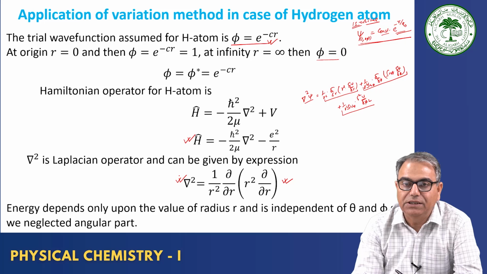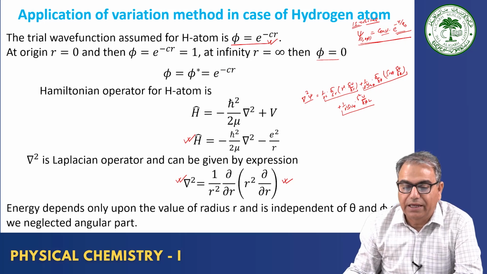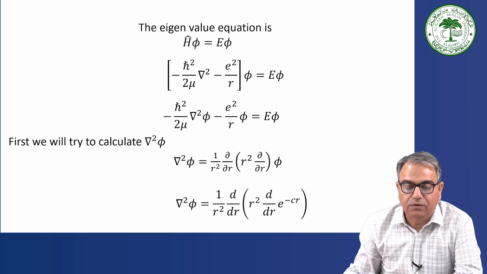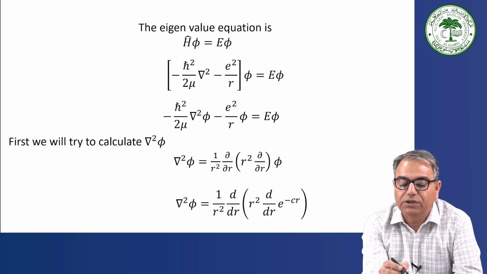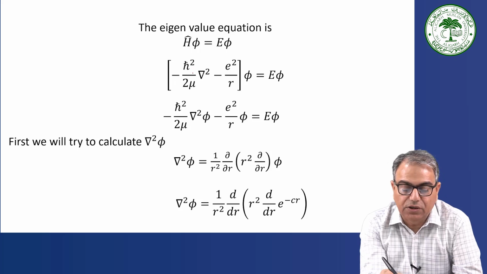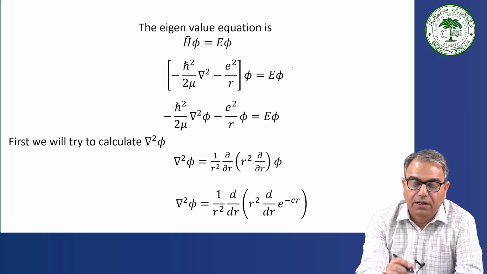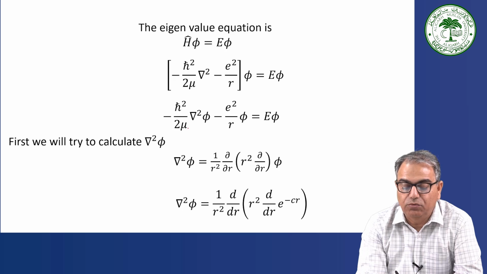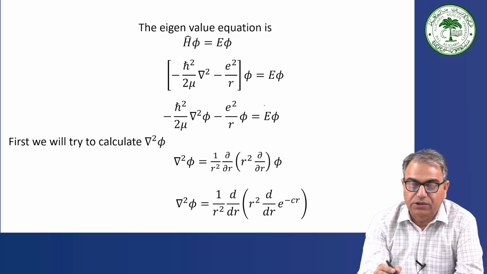So we can combine these together to give you the eigenvalue equation. The eigenvalue equation is H phi is equal to E phi. So what you can write? Minus h cross square divided by 2 mu del square phi minus e square by r phi is equal to E phi. First we will try to calculate del square phi.